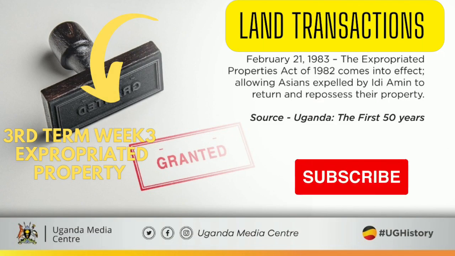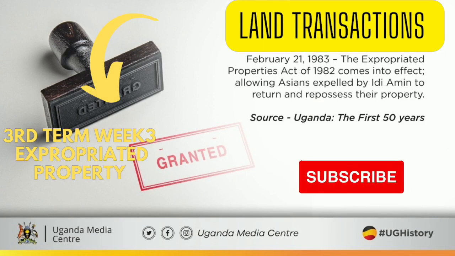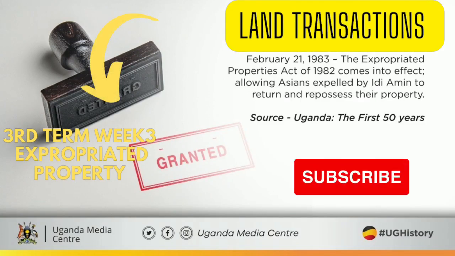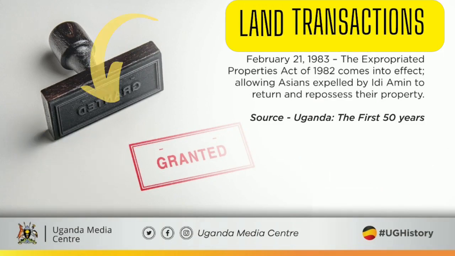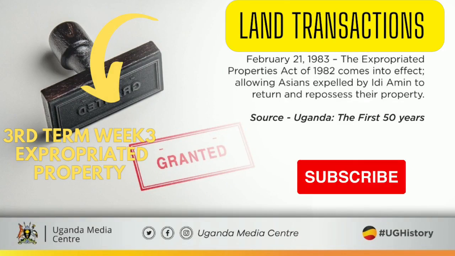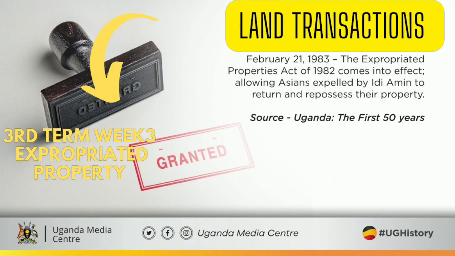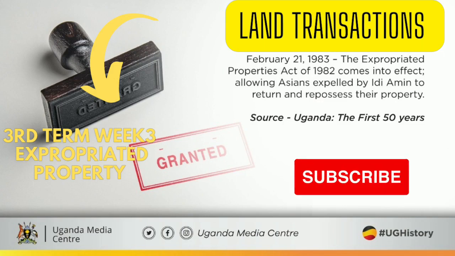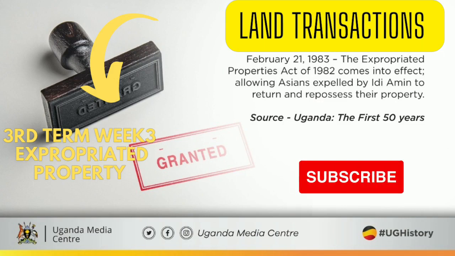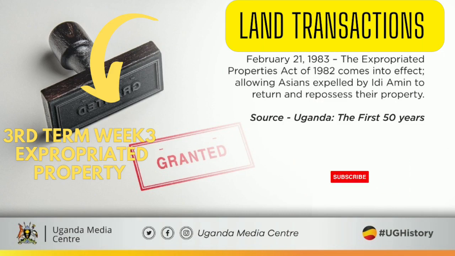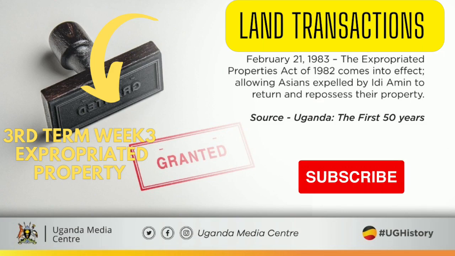When you look at section 4 of the Expropriated Properties Act, it says that repossession should be applied for within 90 days from the commencement of that act. So you first look at the commencement date of the Expropriated Properties Act. Then after looking at the 90 days, those days were challenged. And when you look at General Notice number 88, it made an extension of time.